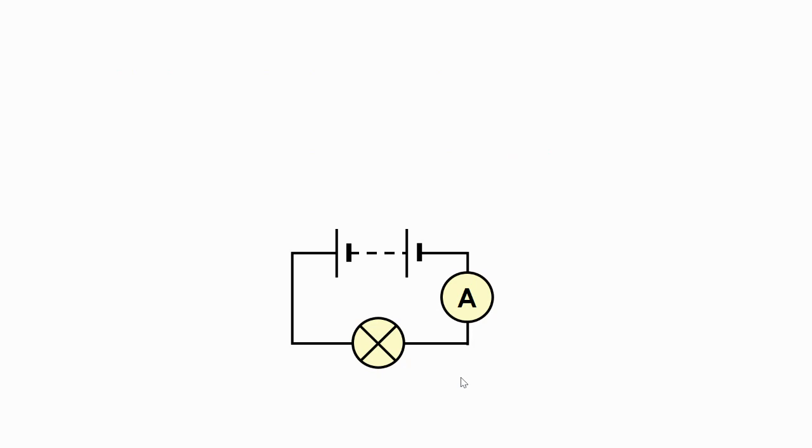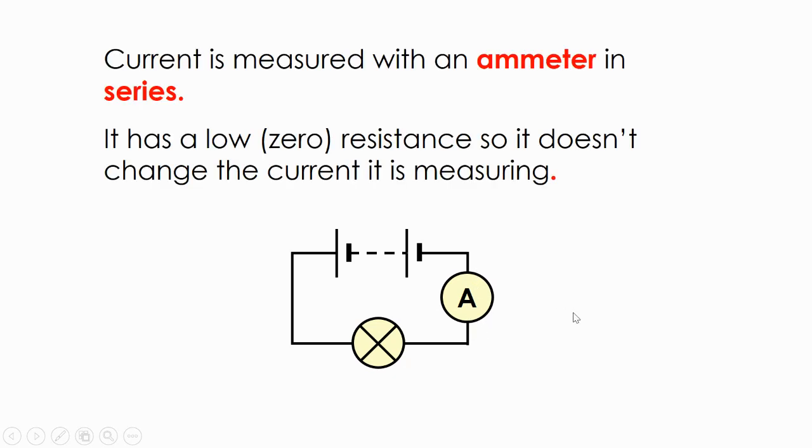Now, how do we measure it? I've shown you this symbol here, which you should know is an ammeter. What's really important for you to remember, ammeters are always put in series, and they have a very, very low resistance. We don't want the ammeter to affect the current, to change the current. So they have a very low resistance. I'm going to summarize these notes for you on the screen now.